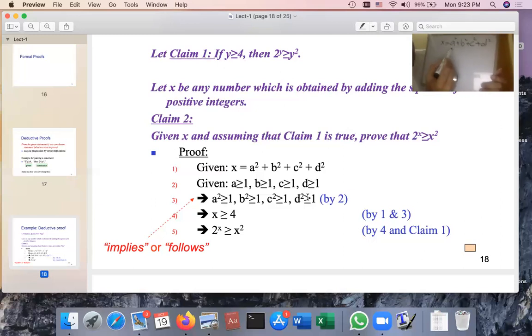Now we know that a is 1, so the square of 1 is 1. Similarly, b is 1, c is 1, and d is 1, which gives 4. So if we get this minimum value of 1, 1, 1, 1, then it would be 4. But if I take the value 2 for a, then it would be 4. Similarly for b it would be 4, and similarly for c and d it would be 4.